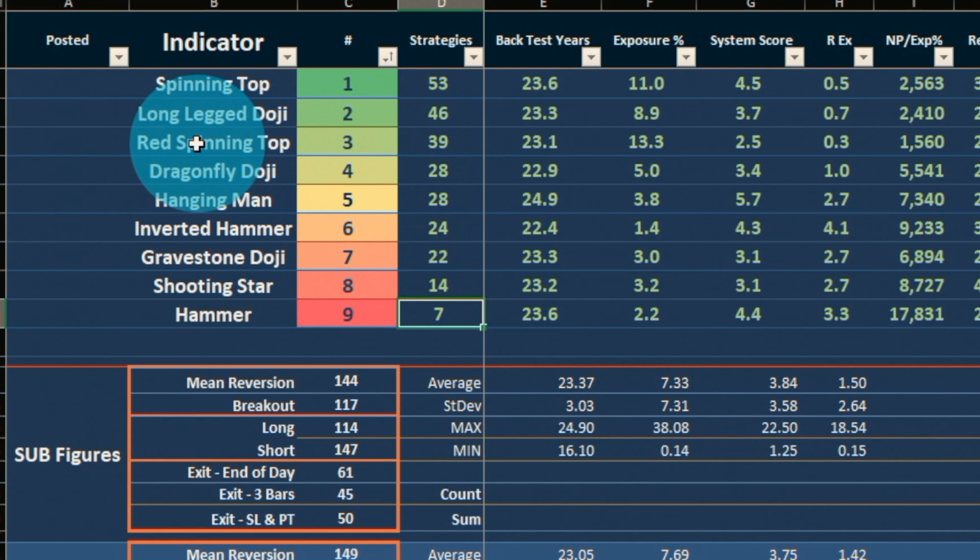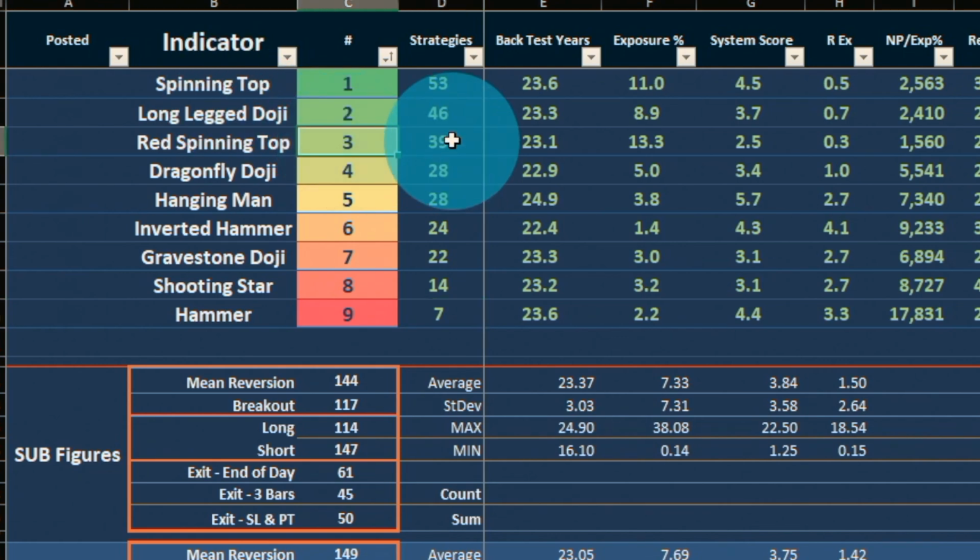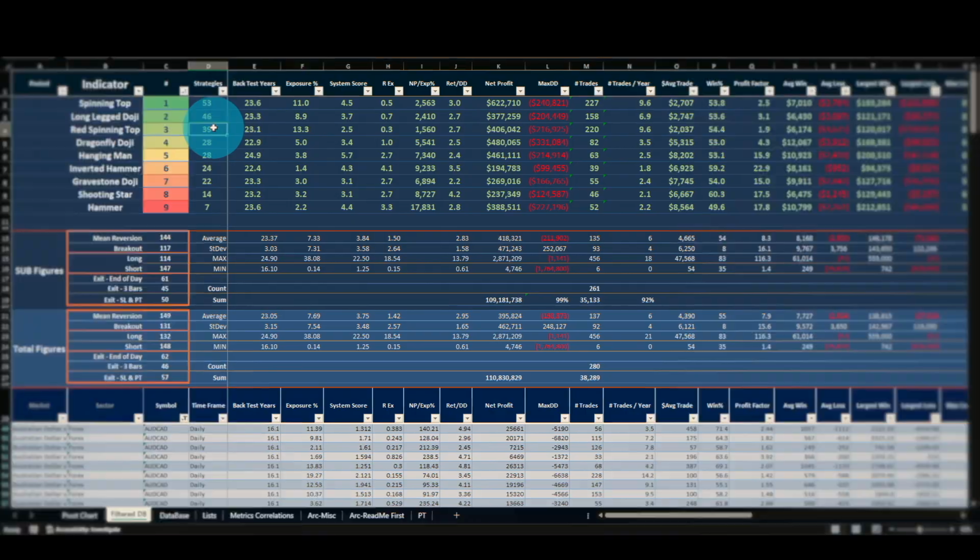But also you can see here that the red spinning top, which is the same as the spinning top, except this one is red, this one is green. This is number 3. And we can easily combine these as the best edge. Now, why would you want to combine different patterns together? Because these are kind of the same. I mean, spinning top, green or red, they are basically the same thing. Body is in the middle. The dojis, again, are the same thing.